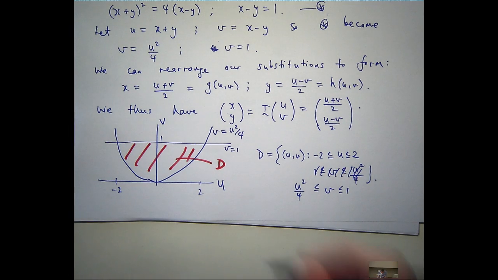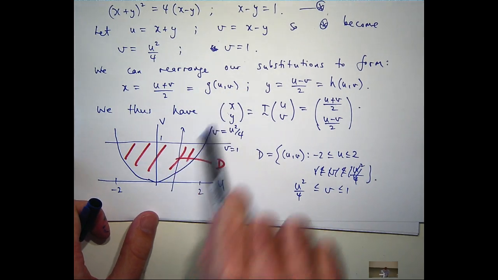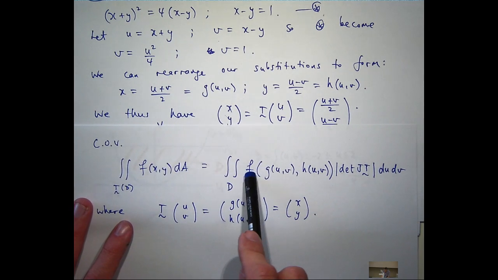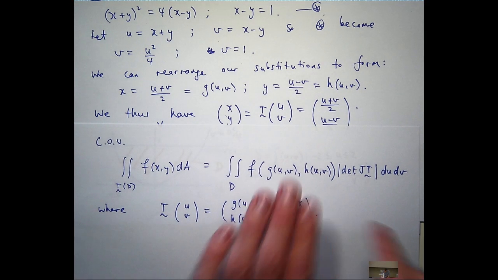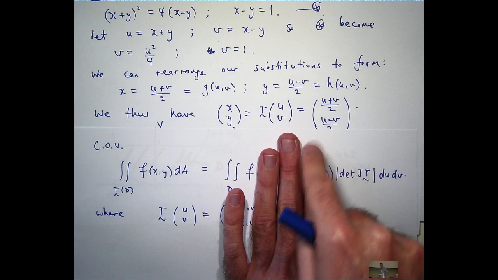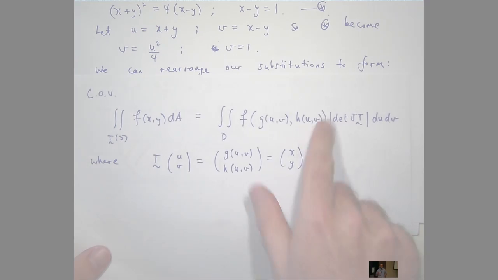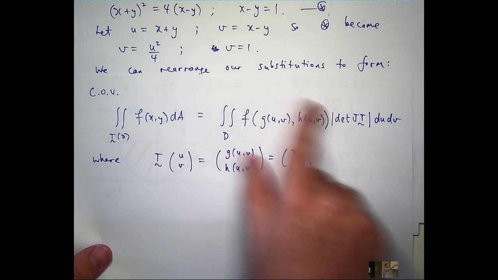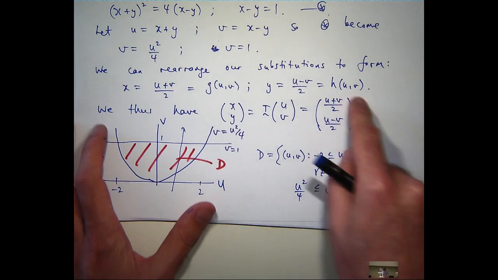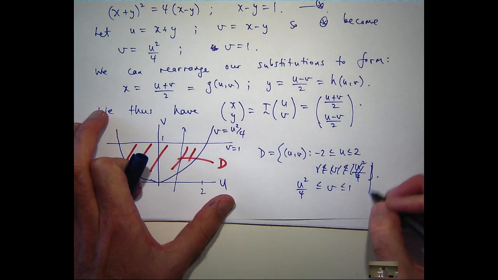Because if I draw any vertical line, I can see v enters at this and it leaves at this. So yeah. In this case, because we're calculating the area, our f is just identically equal to 1. Okay, so what I do need to do now is calculate the absolute value of the determinant of the Jacobian of this. So here's my T. Let's calculate the Jacobian.